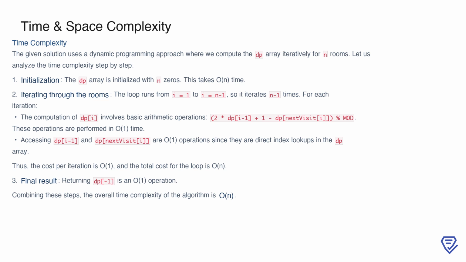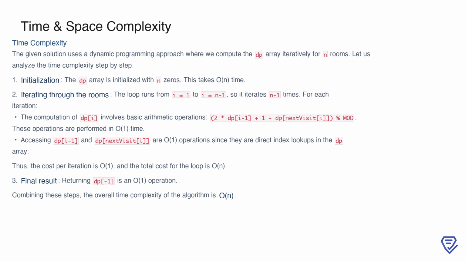To analyze the time complexity of our dynamic programming solution, let's break it down step by step. First, we initialize the DP array with n zeros. Since this involves assigning a value to each of the n elements, the initialization step is O(n). Next, we iterate through the rooms using a loop that runs from i equals 1 to i equals n-1, giving us n-1 iterations in total.